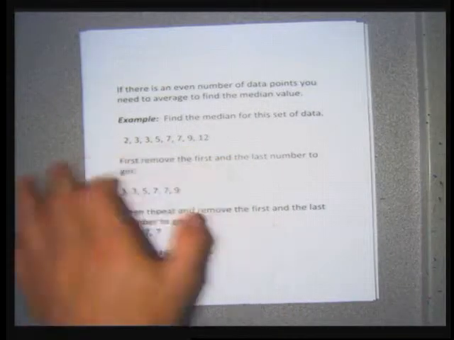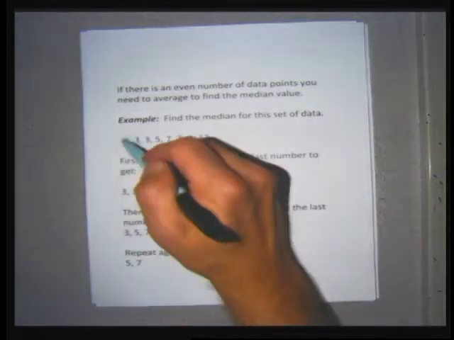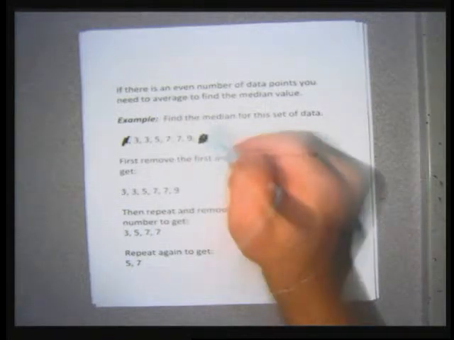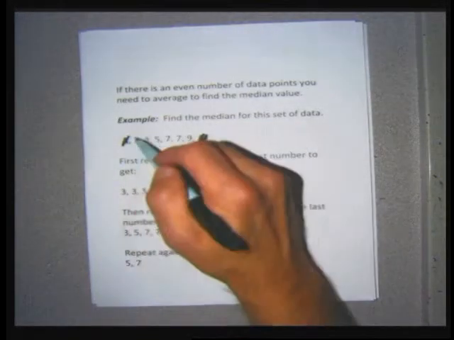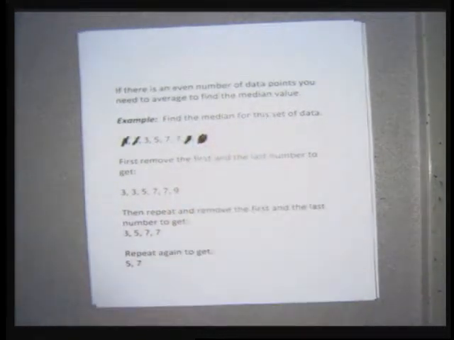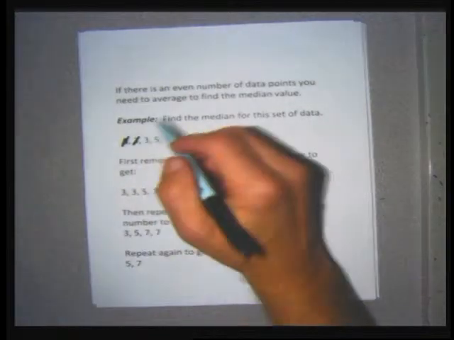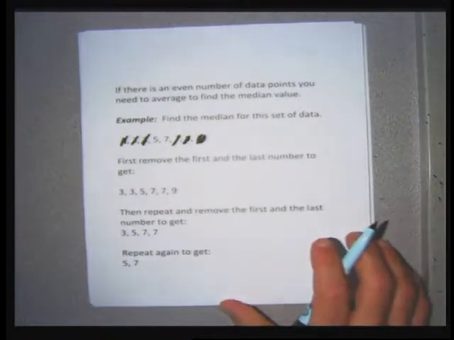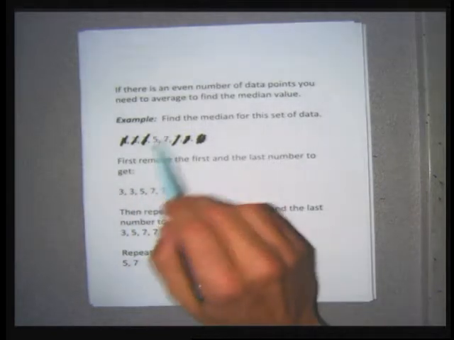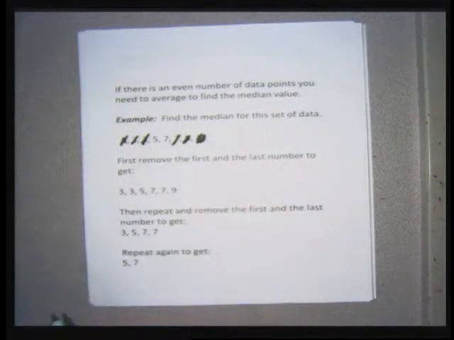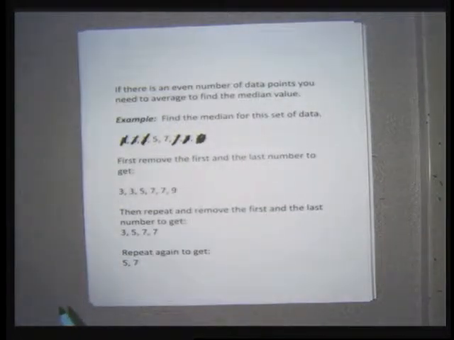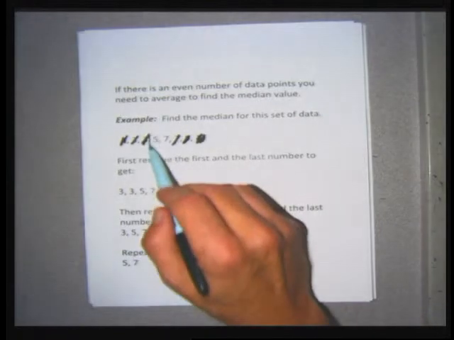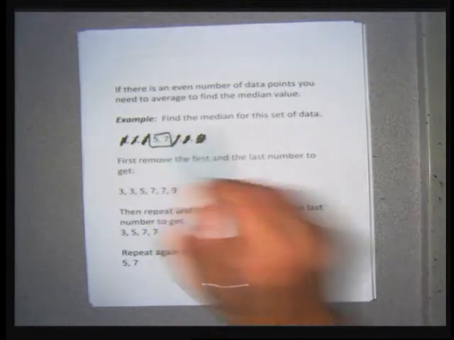And so to find the median, once my data is ordered, I cancel out the first and the last number, and then the second number and the second from the last number, the third number and the third from the last number. If I repeated that process, I would have crossed out all the numbers. That's not good. So there's not just one number that's the median. When there's two numbers in the middle, I have to add them and divide by 2.